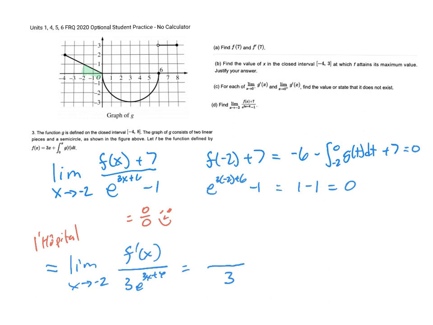And f prime of negative 2, we already did f prime of x. Don't forget that f prime of x was 3 plus g of x. And so this is just going to be 3 plus 1, which is 4. So this limit has a value of 4/3. Yeah, baby. All right. Took a while, but we got it.